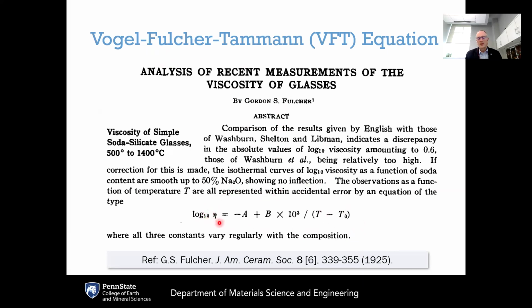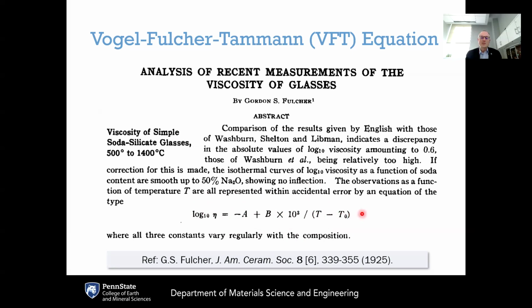The base 10 logarithm of viscosity is equal to some constant plus another constant divided by temperature minus a third constant. So there are three independent parameters here. And this is basically a variation on the Arrhenius equation, where if this T0 is equal to 0, then the second term in the equation is just a constant over temperature. Since this is the logarithm, that means that this would just be an Arrhenius equation.